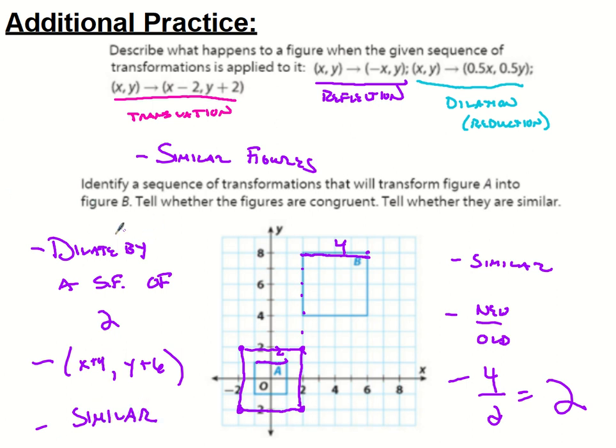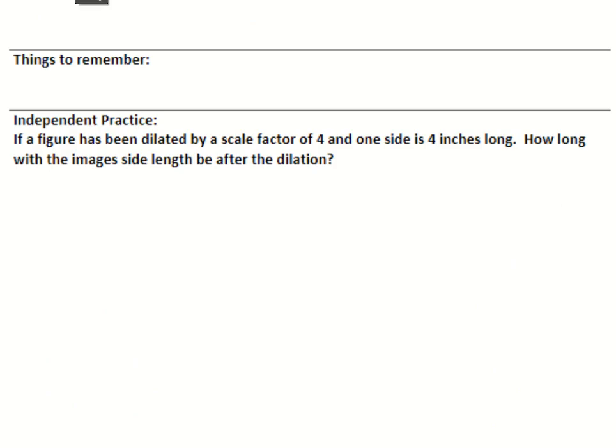So this would be the actual answer. Here's my sequence of transformations, and then I'm telling whether the figures are congruent or similar. They are not congruent, but they are similar. And that's because they're different sizes. Okay, guys, that's really it. There's nothing else for this one. So the biggest thing is just recognizing the difference between similarity and congruence.